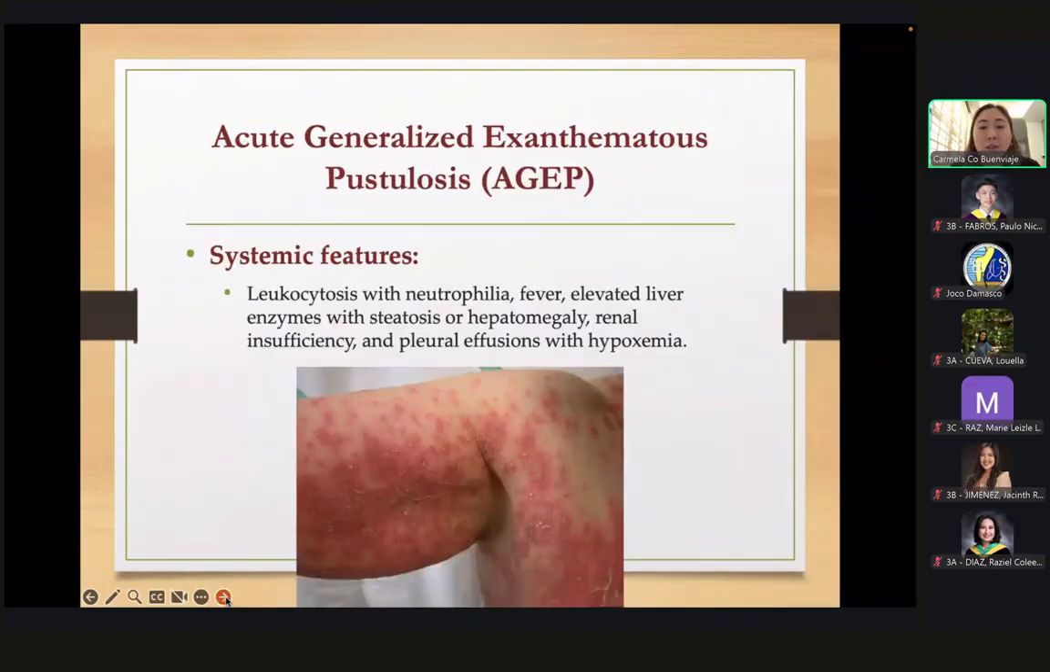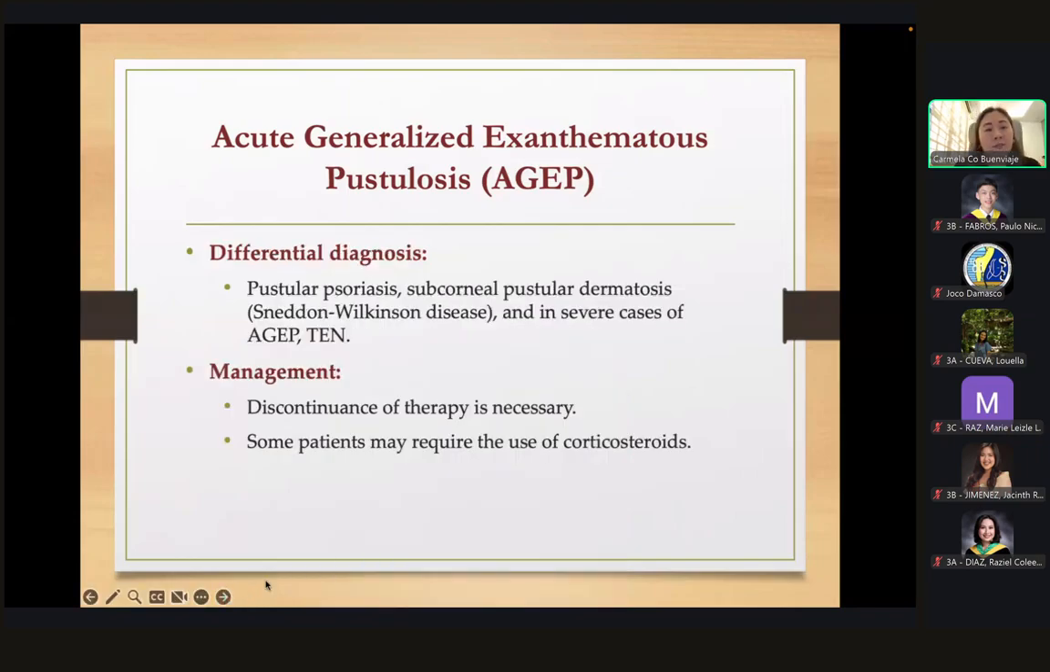Okay, so systemic features, so patients also quite toxic because there's leukocytosis with neutrophilia, fever, elevated liver enzymes with steatosis or hepatomegaly, renal insufficiency, and pleural effusions with hypoxemia. So differential diagnosis to consider in AGEP are pustular psoriasis, subcorneal pustular dermatosis like Sneddon-Wilkinson disease, and in severe cases of AGEP, toxic epidermal necrolysis should also be considered.